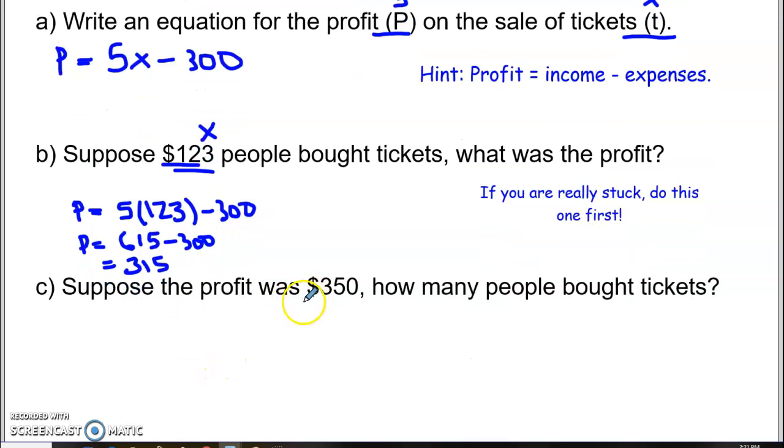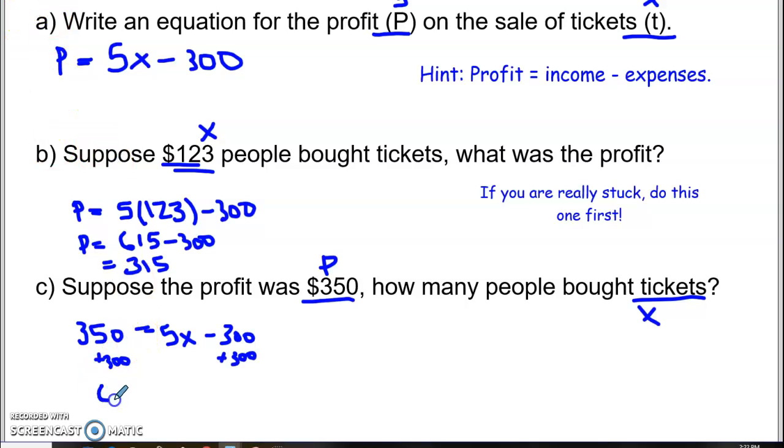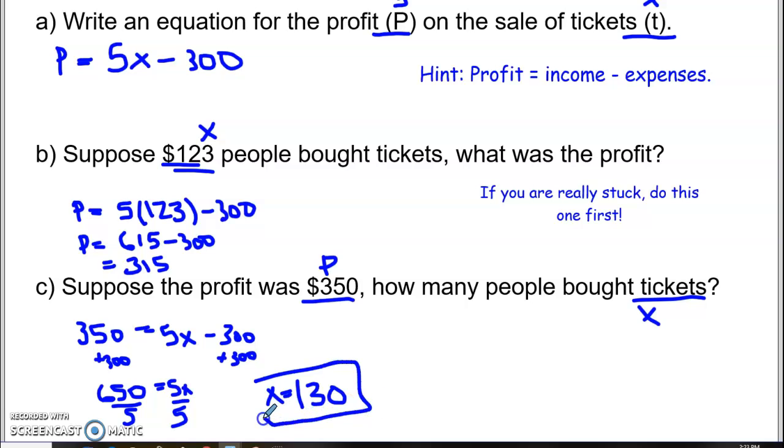Part C now is saying the opposite. It's giving us the profit is $350 and we want to know how many tickets were bought. So this time I'm looking for the tickets and I'm given the profit. So we're going to plug in $350 for P. So when we do this, we're going to have to start by adding the 300 to the other side and then dividing out the 5. When we add on the 300, we get 650 and that's going to equal 5x. So then again, we divide out that 5, to end up with an x value of 130 people. So 130 people bought tickets, so they made $350.